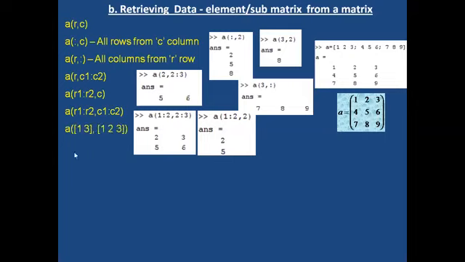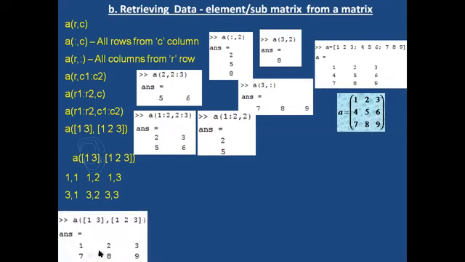Suppose I don't want any specific data continuously, I want it in a zigzag way. What I can do is A([1,3],[1,2,3]). That means the first row and third row, and in columns, the first, second and third column. How is it calculating? First row to first column, again first row to second column, again first row to third column. And then third row to first column, third row to second column, and third row to third column. Likewise, it will give you the answer.